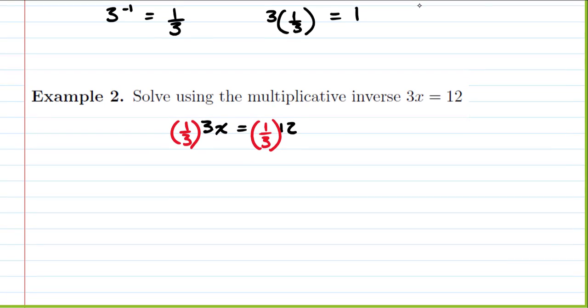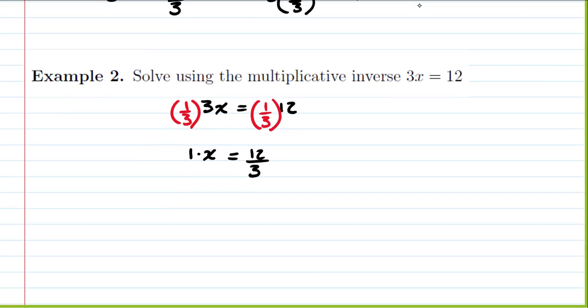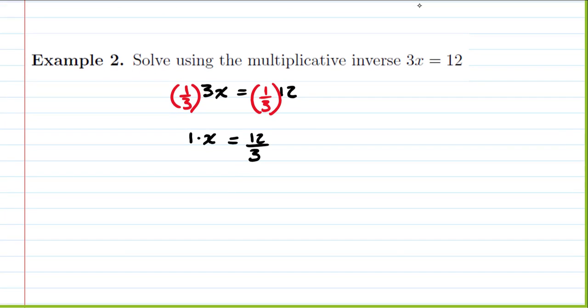3 times 1/3 we know is 1, so that's 1 times x equals 1/3 times 12 is 12 over 3. Well, 1 is the multiplicative identity, so 1 times anything is just the anything. So we get x equals, and 12/3 reduces to the number 4. And if we solve this the canonical way, by just dividing by 3 on both sides, we'll see that we get exactly the same thing, right? Which is 12/3, which indeed reduces to the number 4.